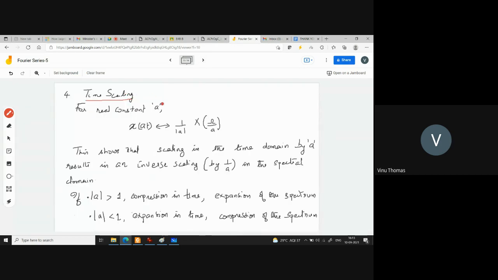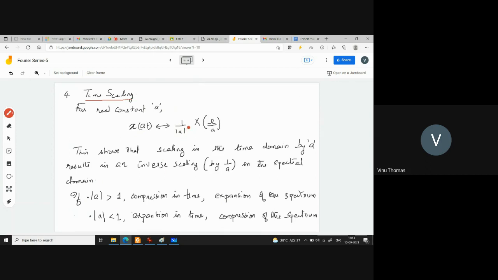Now you have what is known as the time scaling property. The time scaling property states that for a real constant a, and mind you, a can be both positive or negative, then x of at will result in a spectrum given by 1 by modulus of a times x of omega by a. Now let us look at what x of at is. You have seen a similar property for the Fourier series coefficients, but the result is very different here.